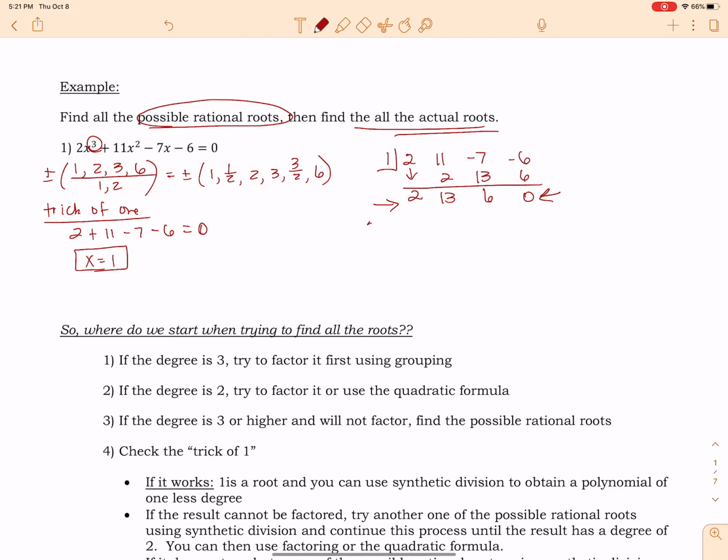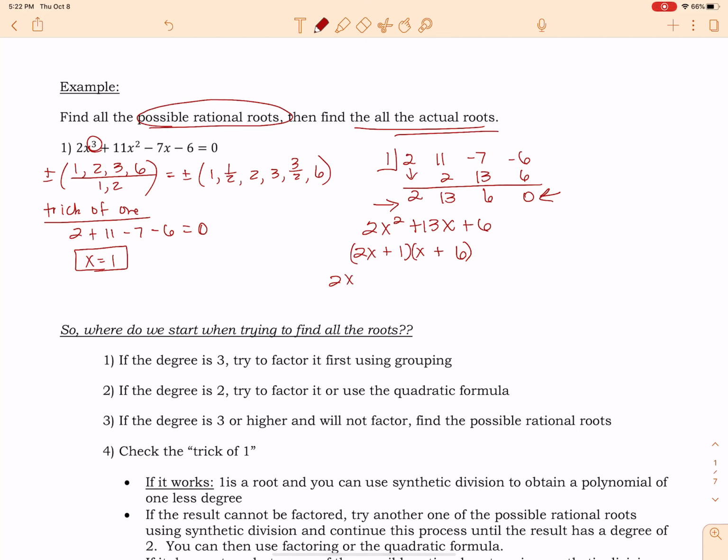All right, so now what I have is 2x squared plus 13x plus 6. The reason we want a quadratic is because a quadratic puts us in a nice position, because the quadratic now can be solved. Even if it can't be factored, we can always use the quadratic formula to solve it. This particular situation is going to factor. So I've got 2x and x, and I've got 6 and 1. So the 1x and the 12x will give me 13x.